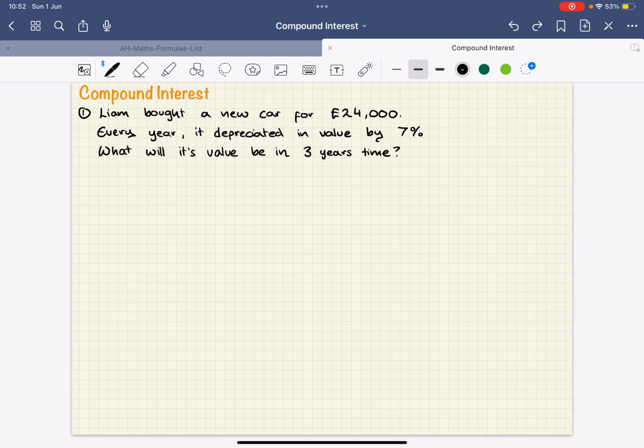So here's my first question. Liam bought a new car for £24,000. Every year it depreciated in value by 7%. What will its value be in 3 years' time?